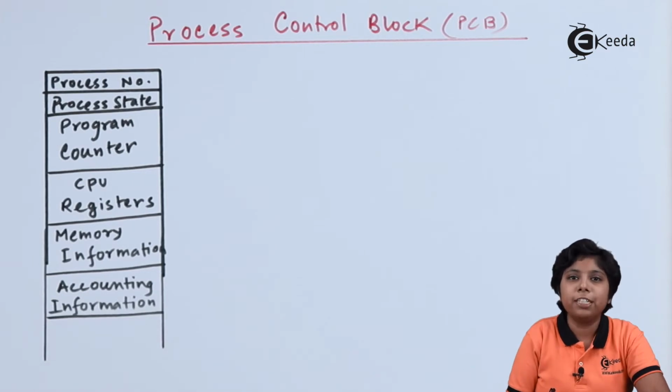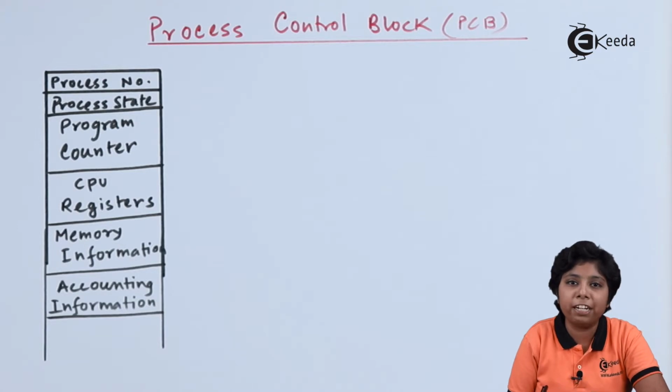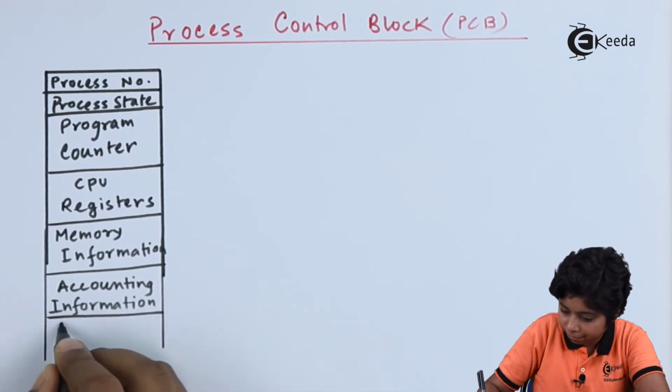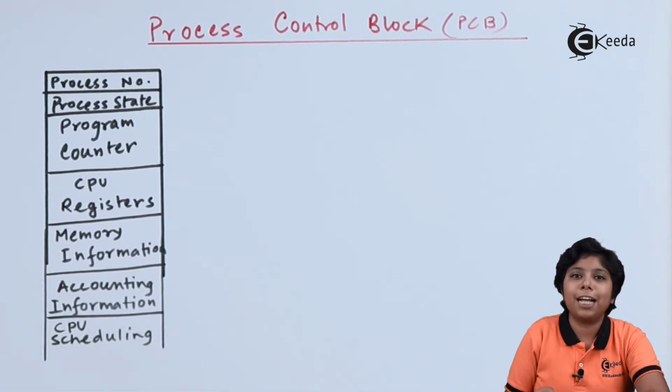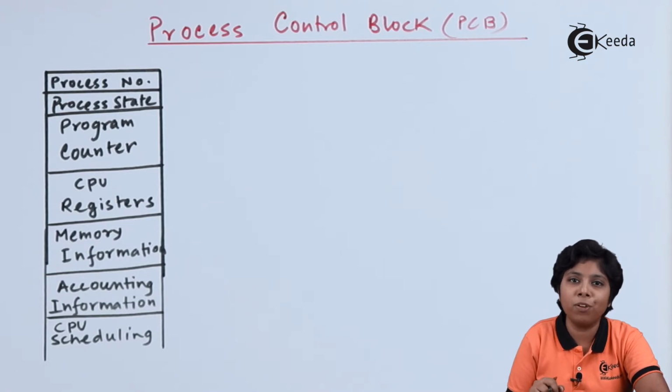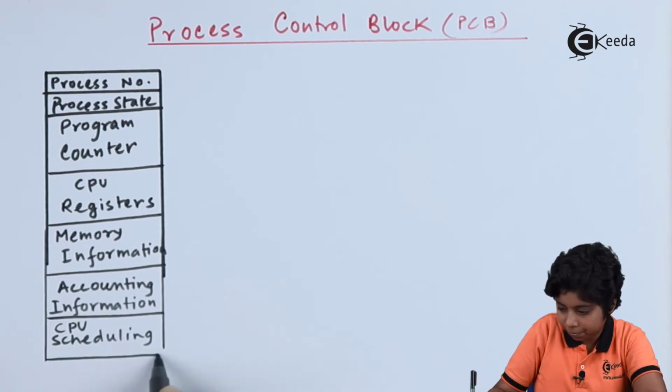The next one is the CPU scheduling information. This information includes the process priority, pointers to the scheduling queues, and any other scheduling parameters that are needed to schedule the process into the job queue or in the CPU short-term scheduler. The last one is the I/O device information. Here the information about all the allocated I/O devices for the process and the list of open files is stored.